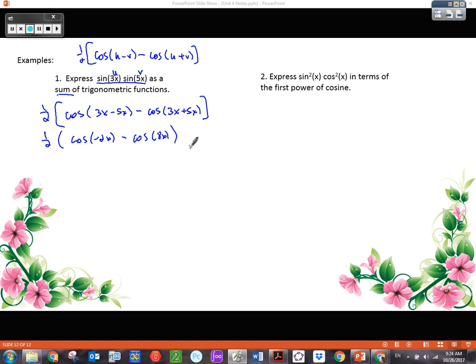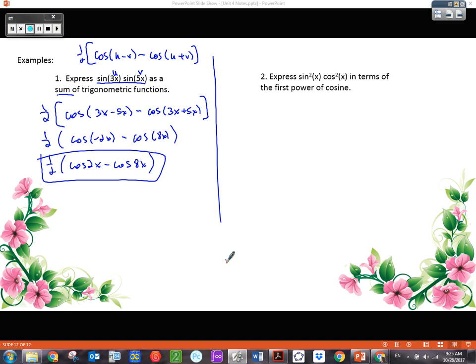I would actually like to do one more thing, and I would like for you to do this as well. If you have a negative angle, I would like for you to use the even-odd property and fix it so that it's not negative. So the even-odd property for cosine, we remember that hopefully, right? And so that would give us 1/2 times cosine 2x minus cosine 8x. And that's our final answer. And that's all we need to do. Could you distribute the 1/2 if you wanted to? Sure. But it's not necessary. We can just leave it like that.